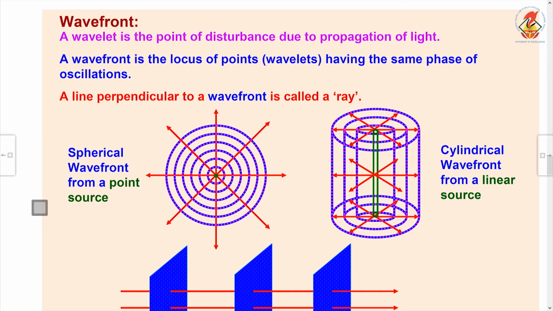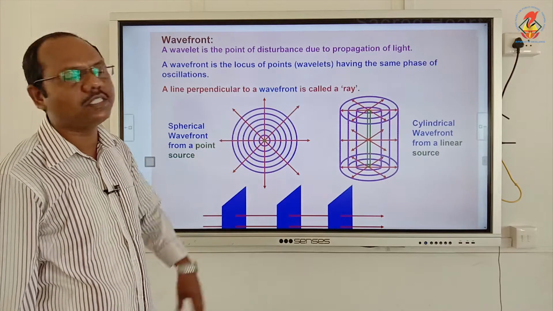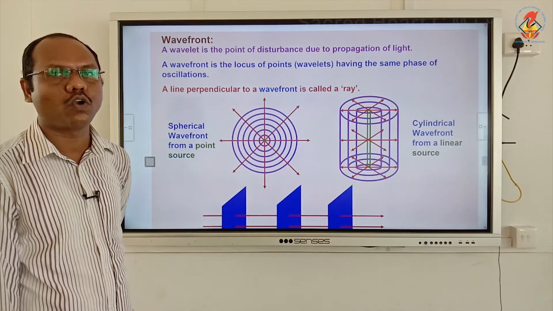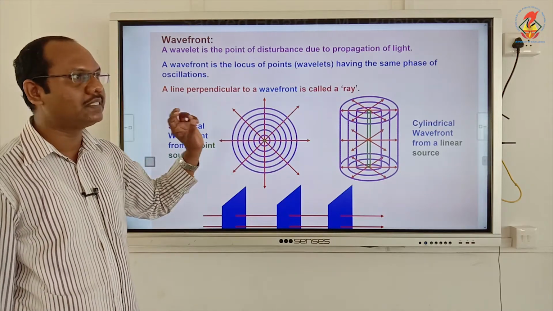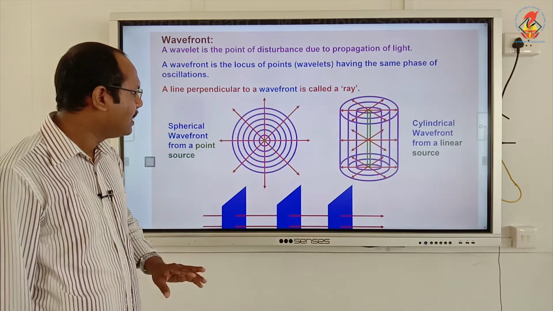Light will propagate as electromagnetic waves, and I am just taking the direction of the wave, which can be represented by a ray. So I have drawn red rays on all the sides. It just propagates with the same speed on all sides.